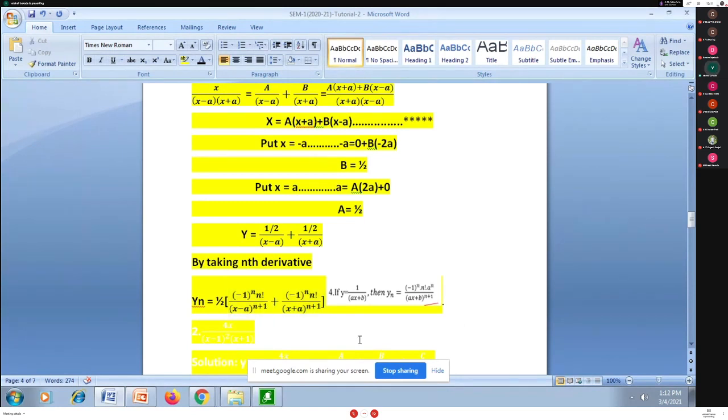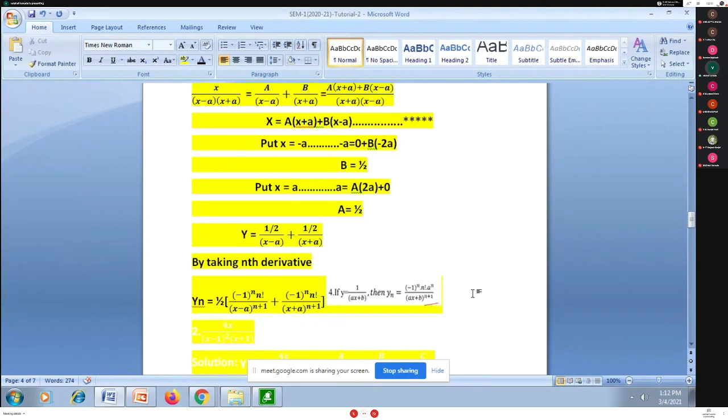In the same way, I apply the same formula for the second term, 1 upon x plus a. I have small a equal to 1 and small b equal to plus a. So minus 1 raised to n factorial 1 raised to n upon the denominator raised to n plus 1. This formula you have to apply.